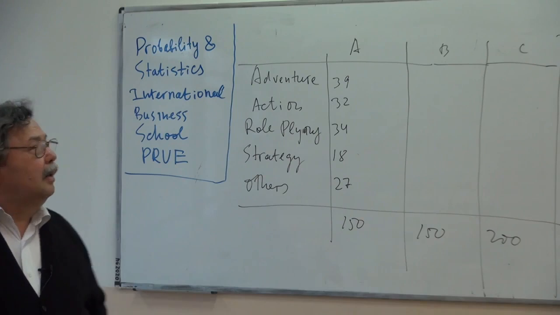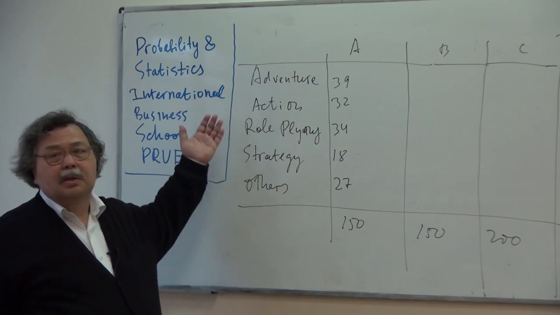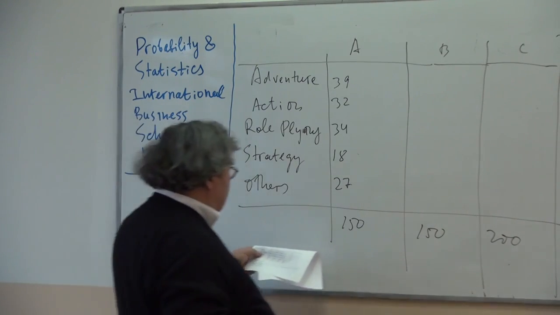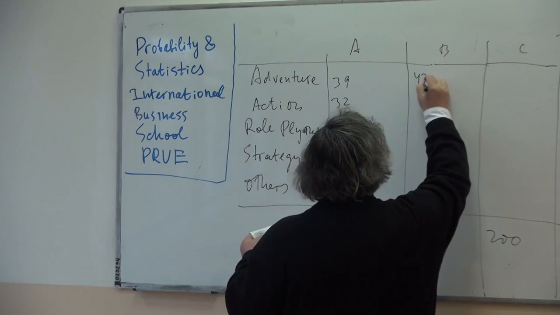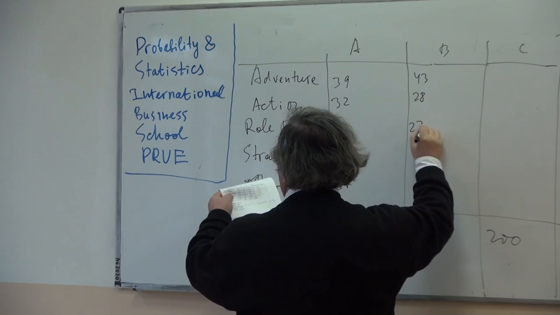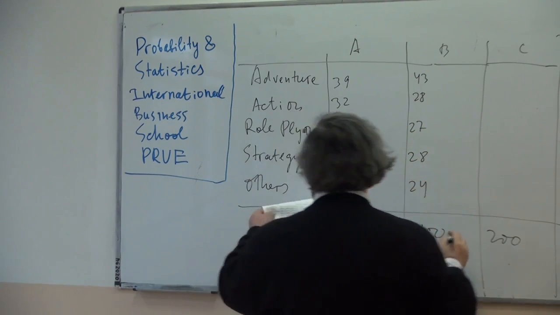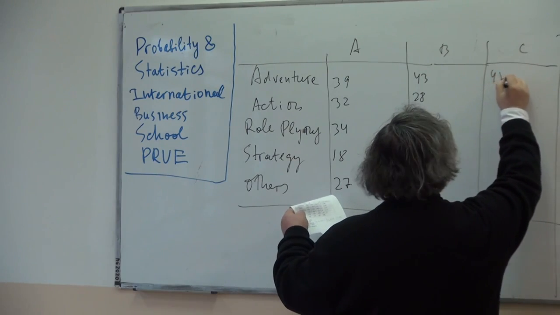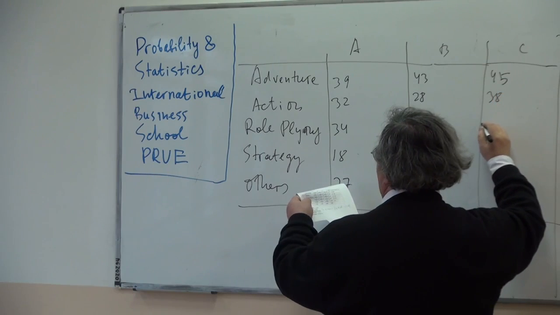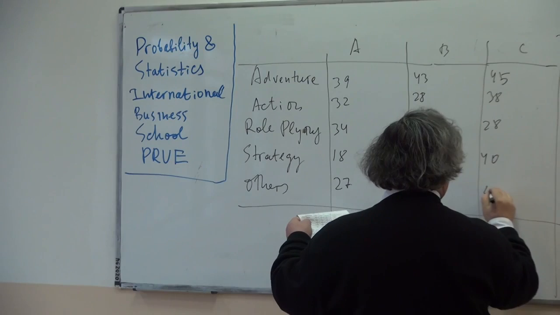Okay, what type do you like best? Is it adventure kind of game, action type of game, and so on? And here the numbers were 43, and then 28, and 27, and 28, and 22, and 45, 38, 28, and 40, and 49.